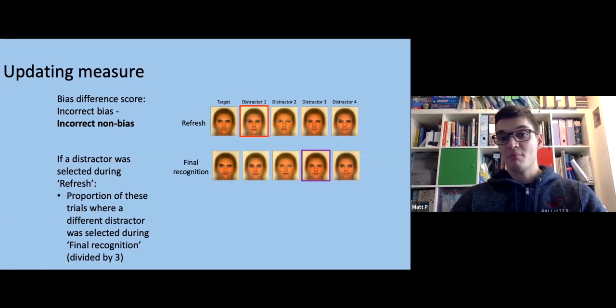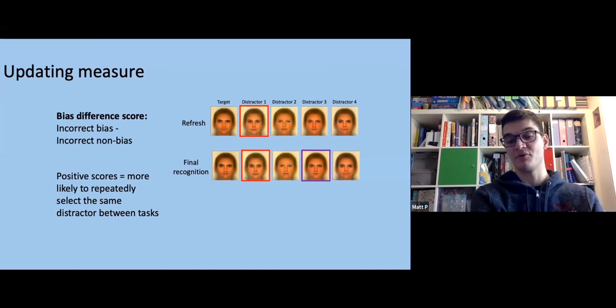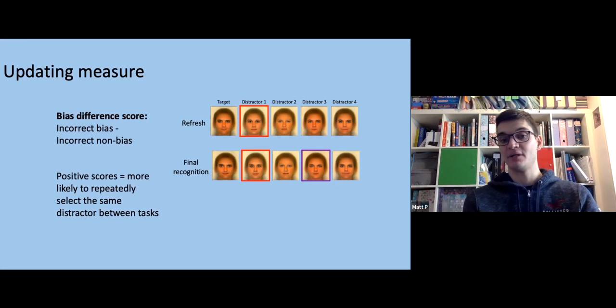We have an incorrect non-bias measure as well. So the proportion of trials where participants picked a distractor during the refresh phase, the proportion of those trials where they then went on to select a different distractor during the final recognition task. So then this bias difference score, incorrect bias minus incorrect non-bias, a positive score suggests that participants were more likely to pick the same errors again during refresh and final recognition, whereas a negative score suggests that they were more likely to select a different error during the final recognition task.